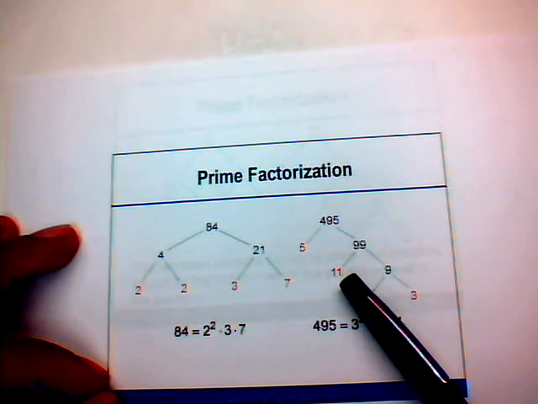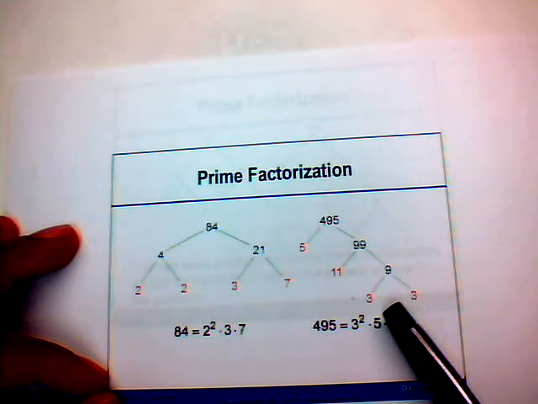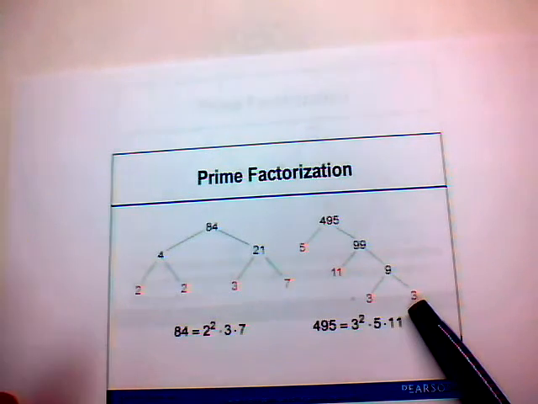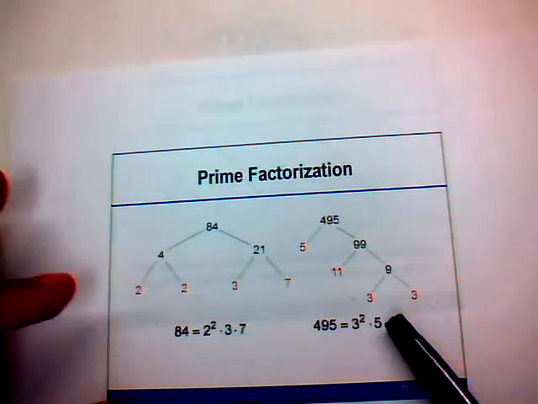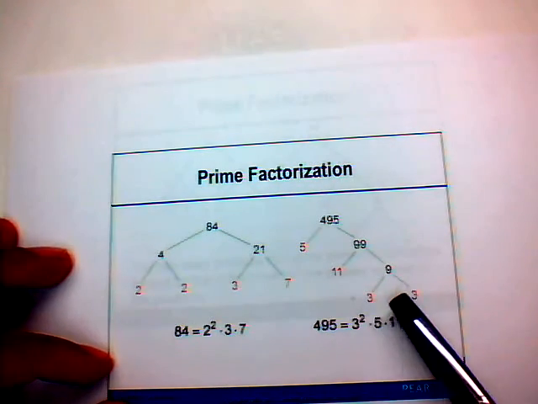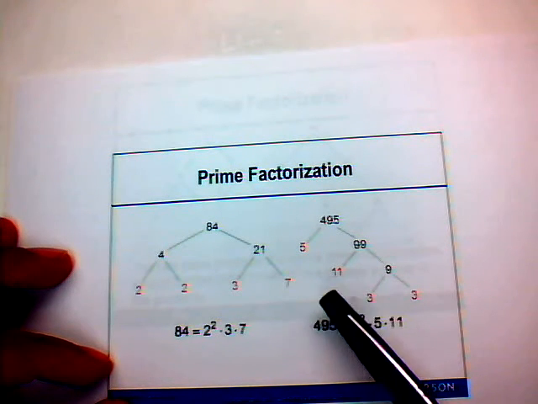Now 11 is prime, but 9 is not. I can break that up into 3 times 3. And 3 is a prime number, so I'm done. So 495 in exponential form as a product of prime factors would be 3 to the second times 5 times 11.